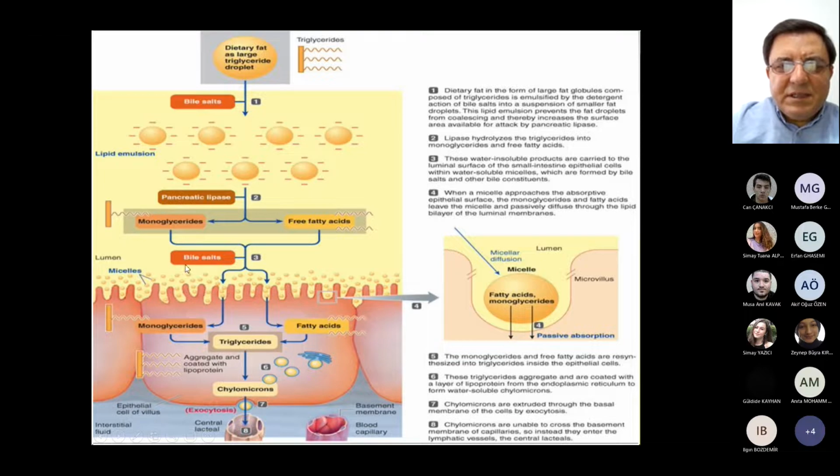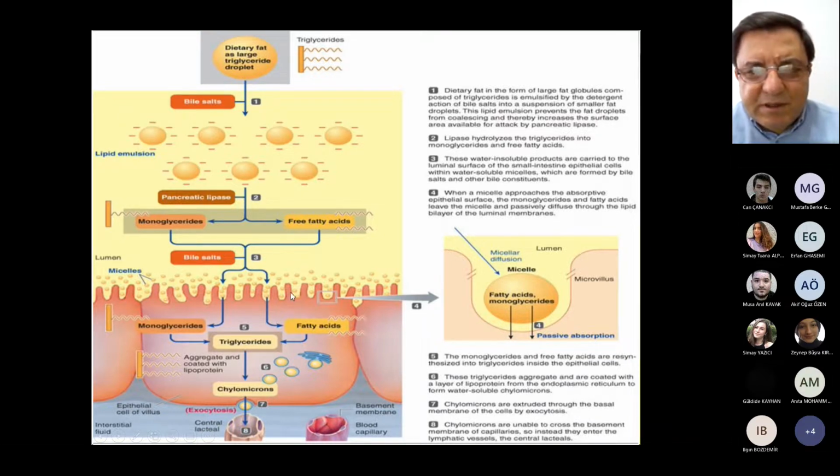So in the small intestine, the epithelial cells carry the water-insoluble products by means of the bile salts, and micelles are formed, which are called the small dots. The micelles are able to be absorbed by the intestinal epithelial surface. And here the monoglycerides and the fatty acids leave the micelles in the intestinal cells, and then they are passively diffused through the lipid layer of the luminal membranes. And then, as you see, there is a passive absorption.